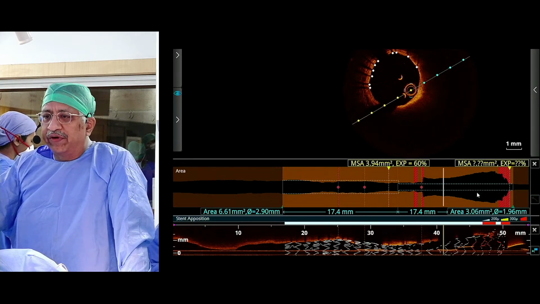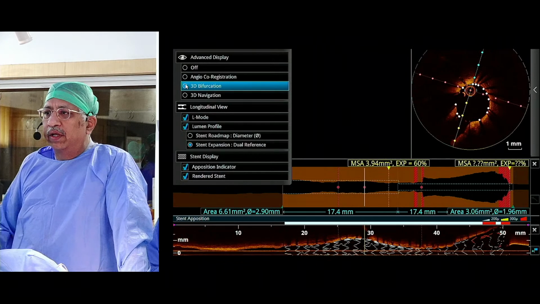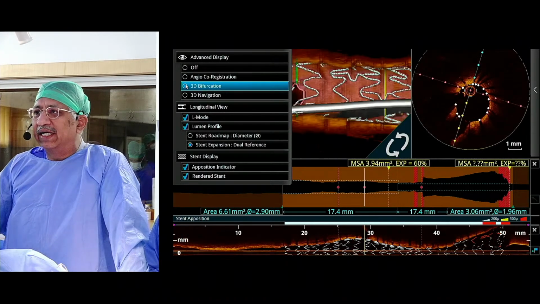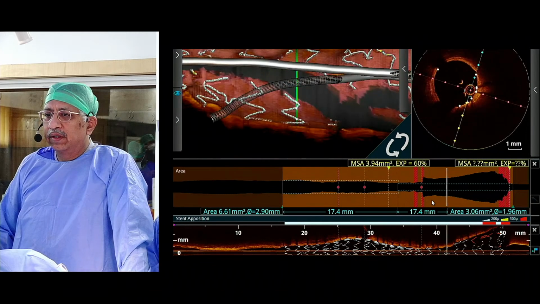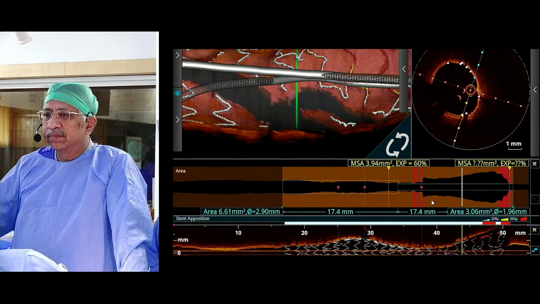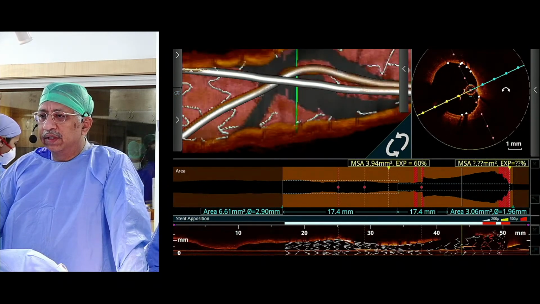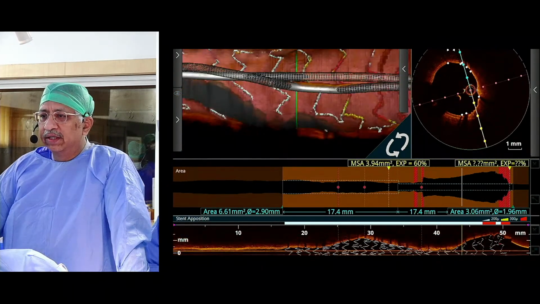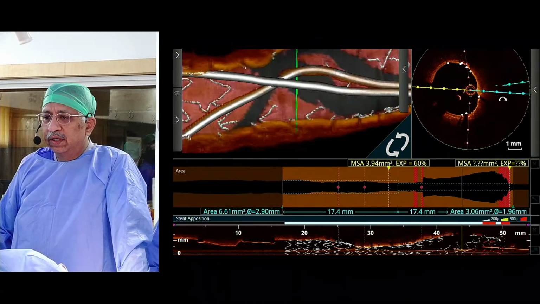While I'm going to show you a 3D bifurcation view right now, the LM bifurcation. But on your longitudinal profile here, there does seem to be some area of pinching. Can you rotate it? We'll have a look at it. Okay? 18, 20.